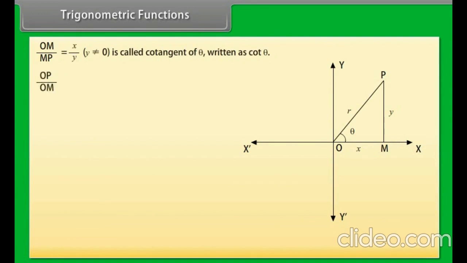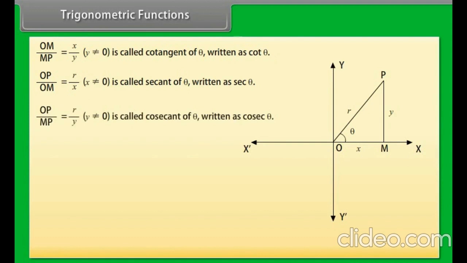OP by OM is equal to R by X, X not equal to 0, is called secant of theta, written as sec theta. OP by MP is equal to R by Y, Y not equal to 0, is called cosecant of theta, written as cosec theta.